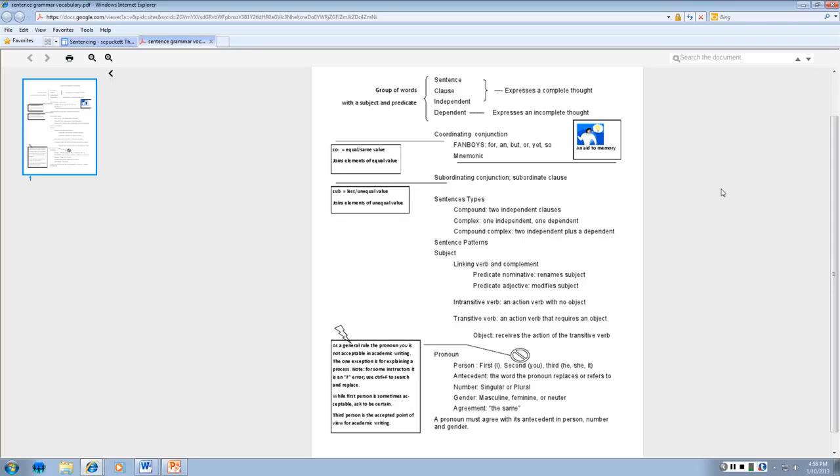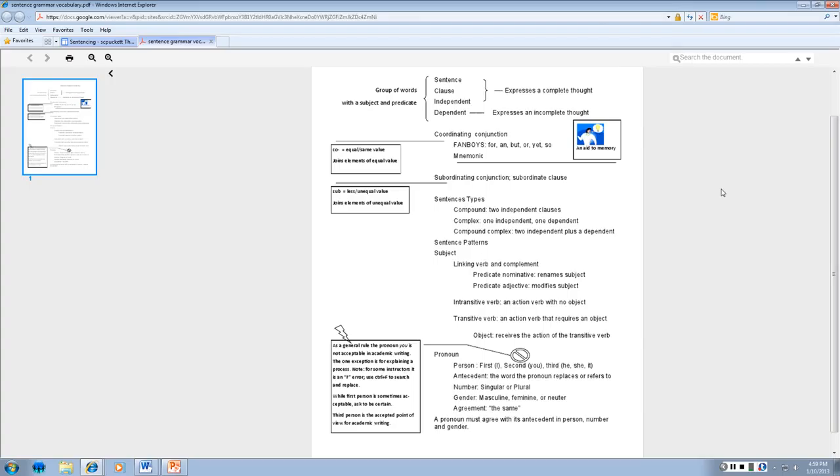An antecedent is the word that the pronoun replaces or refers to. The number in grammar is singular or plural. The gender, masculine, feminine, or neuter, and agreement means that they're the same. So the pronoun must be the same in number, singular or plural, person, first, second, or third, and gender, masculine, feminine, or neuter. All of those things apply when we talk about pronoun antecedent agreement, an important rule.